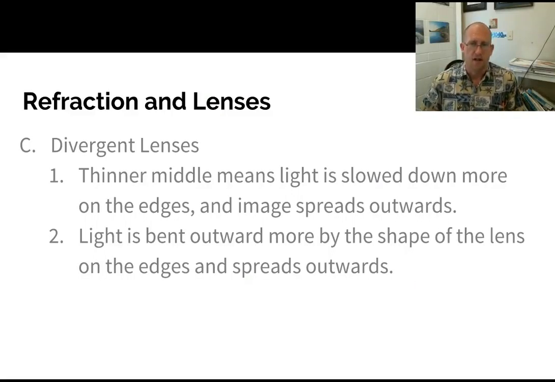Divergent lenses, just a couple things to say about these. Convergent lenses and divergent lenses, you'll use the same equations and the same math. These lenses scatter light though, and so the image is always going to be virtual. Light is bent out more by the shape of the lens on the edges and spreads outwards. So as we've already seen once, the image is actually on the side of the light, not on the side that the light leaves after it's passed through the lens.